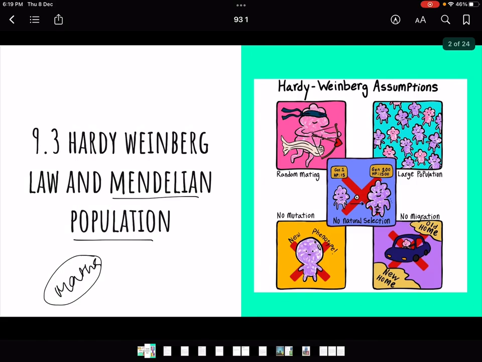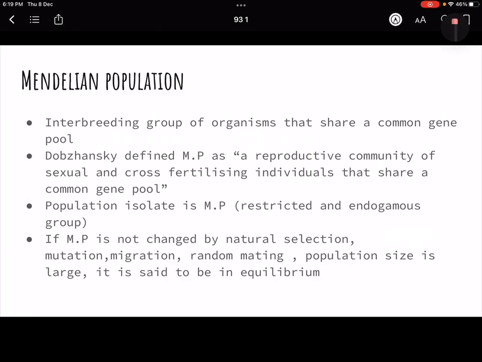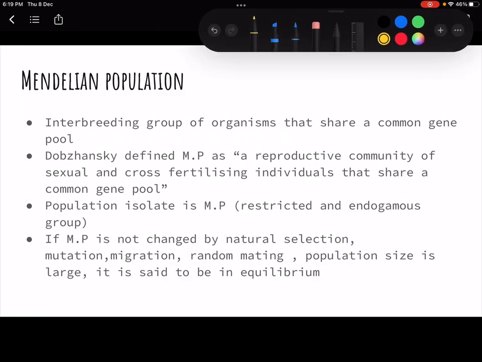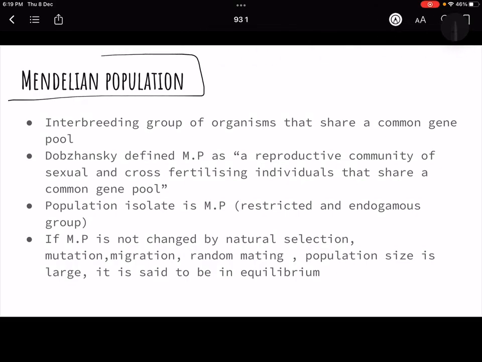Before you understand the concept of Hardy-Weinberg law, you need to understand what a Mendelian population is. So what is a Mendelian population? We have been reading about Mendel's law on inheritance and all of that. So obviously, something which is related to Mendel's law you can call a Mendelian population. Basically, a Mendelian population is any group which interbreeds amongst each other and shares a common pool.